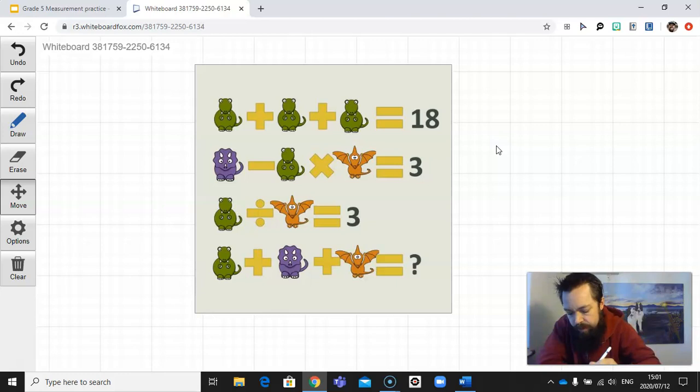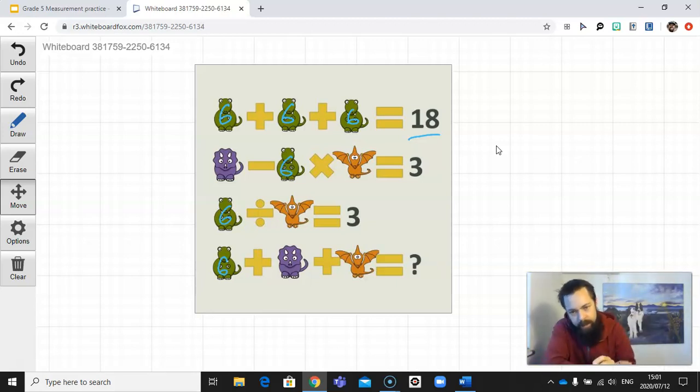So with this kind of problem, we always start on the one that has all the same, which means that we're going to start with the first line. We need to find 3 things that add up to 18. Things need to be the same because it's the same picture. If we divide 18 by 3, we get 6, which means that for every dinosaur we have, we can put a 6.